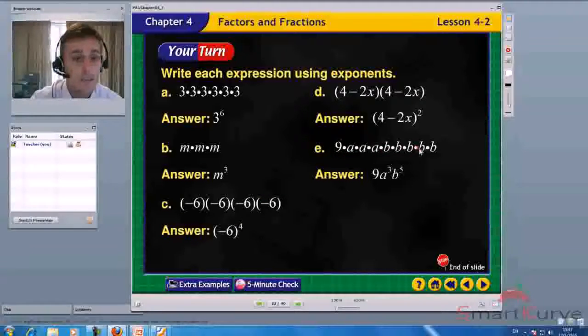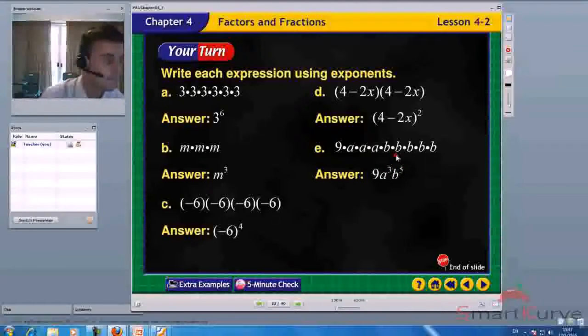9a, b, b, b, b, b. We have 9 a, 1, 2, 3 times, a to the 3. b, 1, 2, 3, 4, 5 times, b to the 5. We just write it out, keep the 9 the same, and write how many times a appeared and b appeared. That's the exponent.